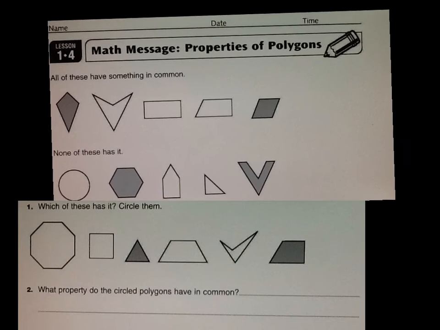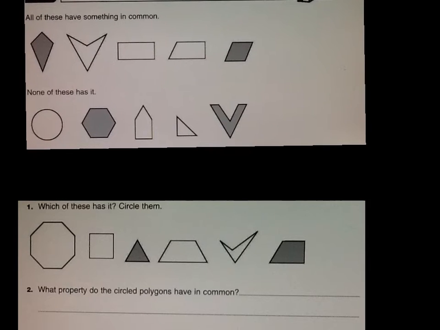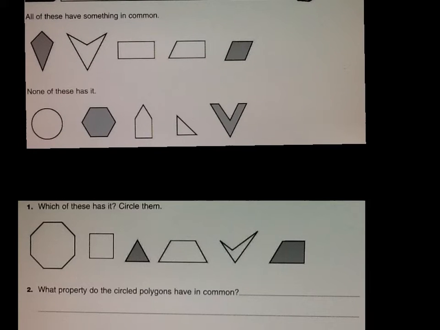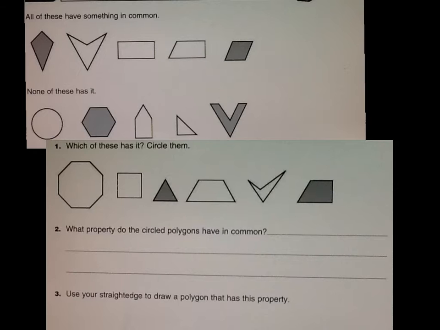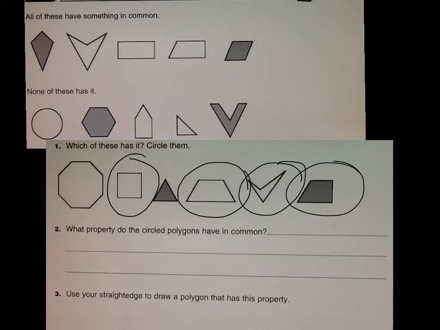Many of you notice, looking at these top shapes here, that each of these has 4 sides. Knowing this, we know that all of these shapes up here are quadrilaterals. None of these shapes are quadrilaterals. So down below, we should have circled the square, the trapezoid. We could circle this shape and the trapezoid over here as well.